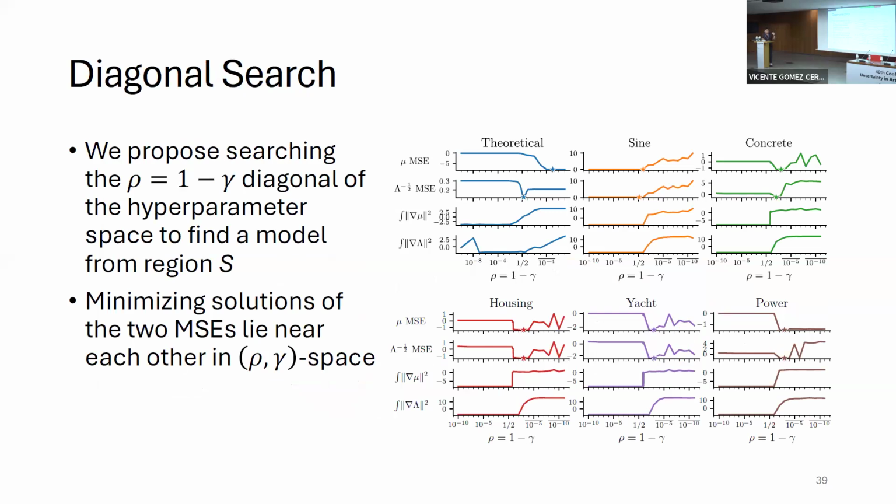Now I want to draw your attention to these 2 MSE quantities. We placed stars on the points in regularization space across that diagonal that minimized the MSEs on the test data. What we found was that these stars are quite close to each other. Note here, and then there, and there. And in some cases, it actually corresponds to the exact same place. So we are saying this is where our S region is.